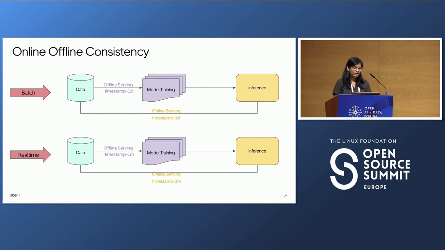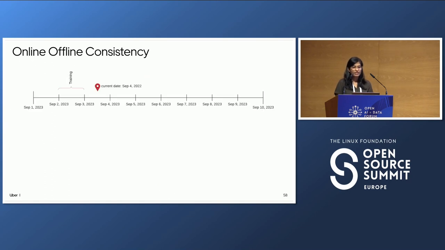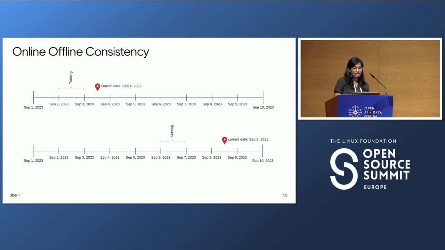If you trained a model based on last minute's data, then at serving time, you also need to serve last minute's data. Let's understand this with an example. Let's say you trained a model to predict how many orders a particular store will get today, and you created the model using data from yesterday, so September 2 to September 3. Now your model is already trained and ready for serving. This is what happens.